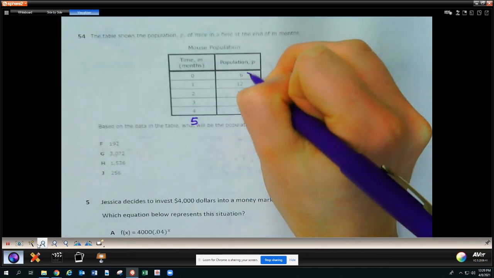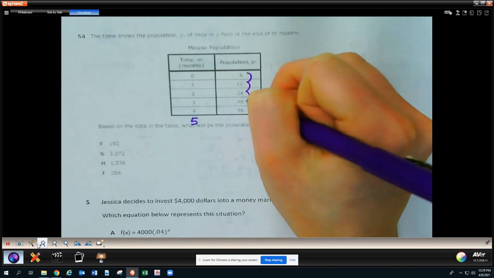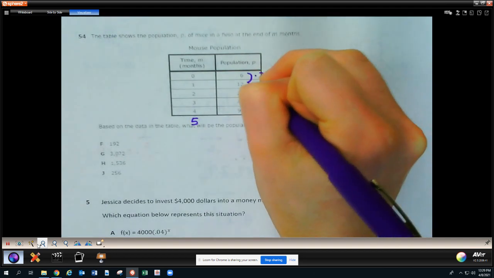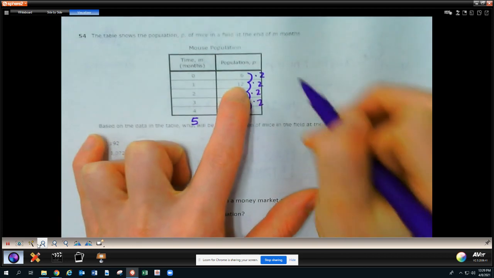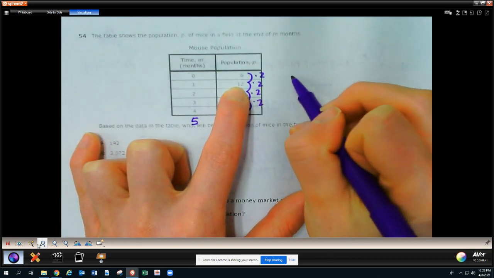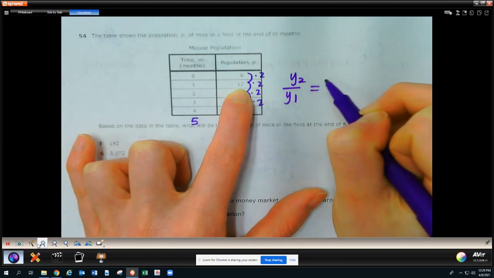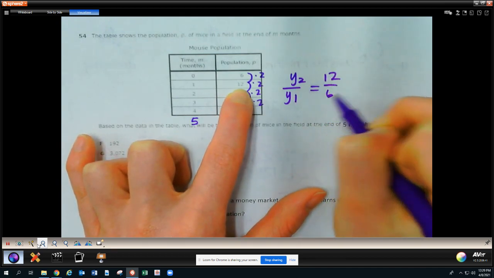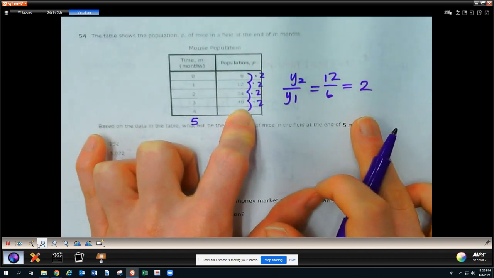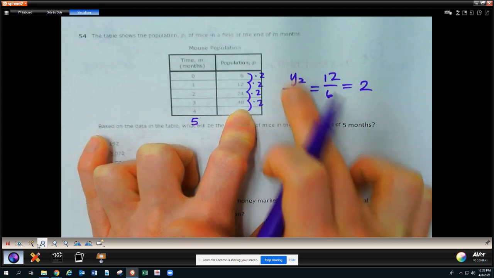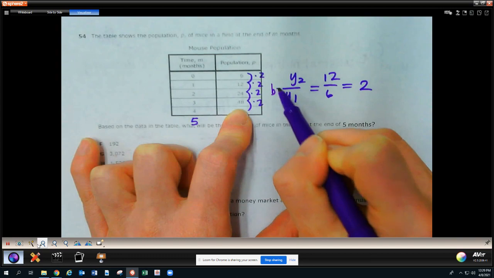We go from 6 to 12, 12 to 24, 24 to 48. And so it looks like it's doubling. Times 2, times 2, times 2, times 2. And if you need to figure out what the constant multiplier is, take y2 and divide it by y1. And so in this case, y2 is 12, y1 is 6. That gives you 2. Sometimes it's a pretty number and obvious, like it is here. Sometimes it's not. So y2 divided by y1 will always get you the b value.